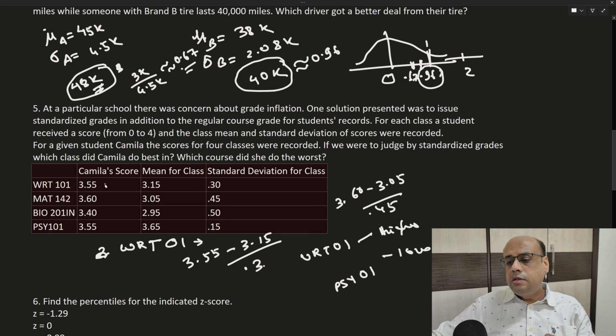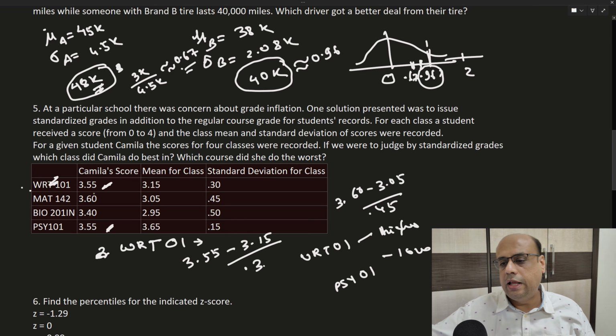Here this 3.55 and 3.5 for these two subjects, WRT and PSY, both are the same, but we will see that for WRT01 the Z value is more and here the Z value is less. So even after having the same score, this lady is better off in WRT01 than in PSY01.